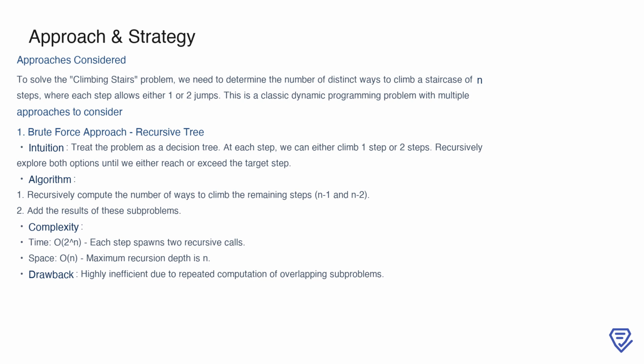At each step, we either climb one step or two steps, and we continue this process recursively until we reach or exceed the target. The algorithm involves recursively calculating the number of ways to climb the remaining steps, combining the results for n-1 and n-2.